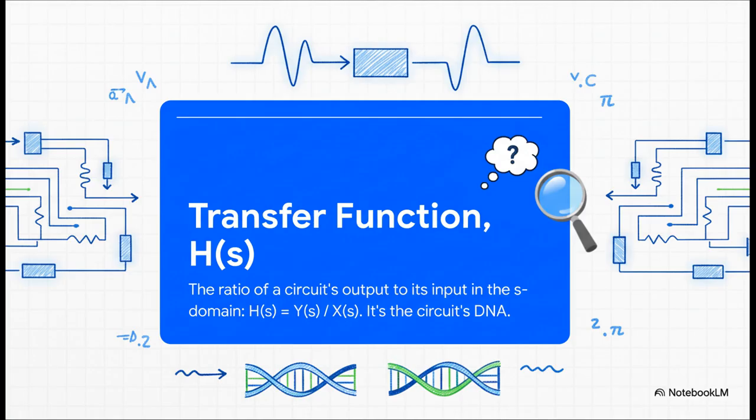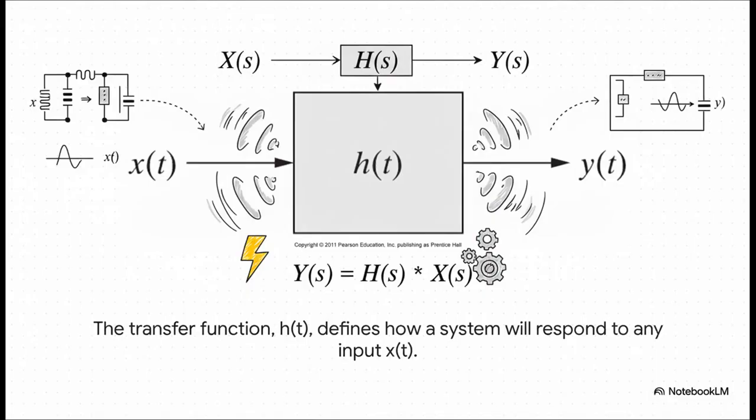The best way to think of it is as the circuit's DNA. It's the unique genetic code that defines everything about how that circuit is going to behave. The power this gives you is just incredible. Once you know a circuit's H of S, you can predict its output for any input you can imagine. You just take the input, transform it, multiply by H of S, and you've got your output. It completely characterizes the entire system.